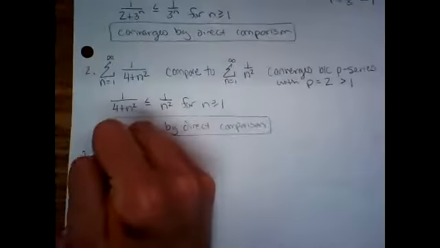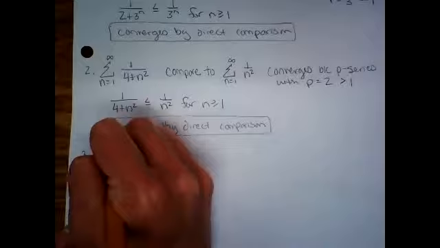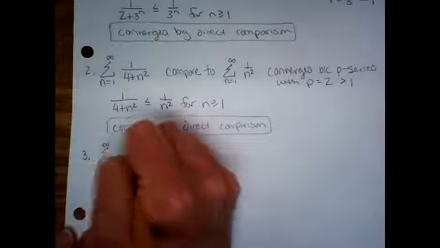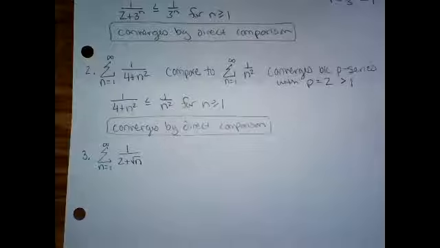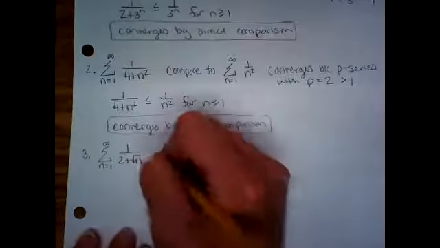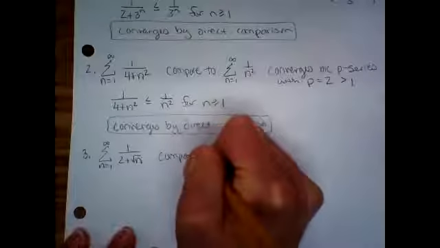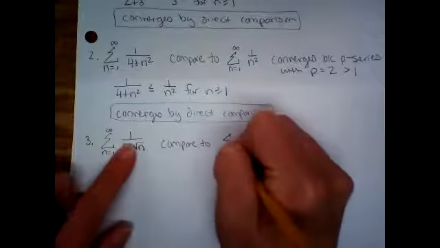All right, so let's try one more. And so if you compared it to something that diverged, you would want to try to prove that that's the smaller one, because if the smaller one diverges, then the bigger one does too. So what would you want to try to compare this to? Good, 1 over square root of n. You're basically just leaving off that plus 2.